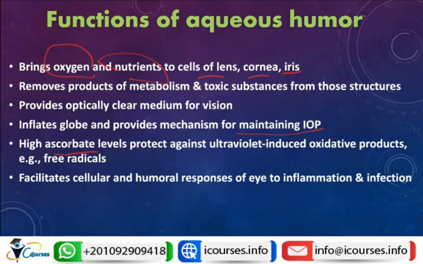And also, since it is formed by different mechanisms from the ciliary body blood vessels, these ciliary body blood vessels will also be responsible for bringing antibodies for inflammation or infection. So this will facilitate the cellular and humoral response of the eye by bringing antibodies and antibiotics.